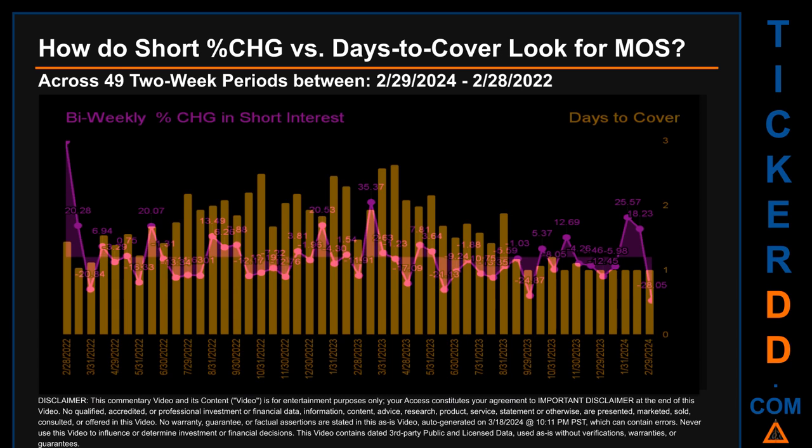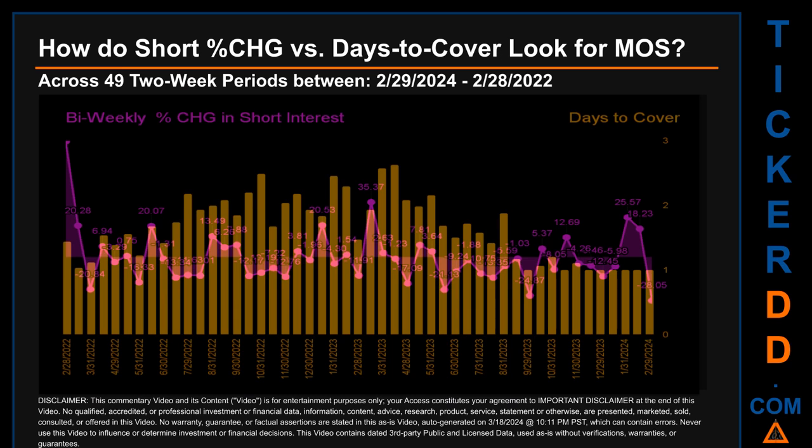Zooming out, I looked across 49 2-week snapshots, from latest found, February 29, 2024 to oldest found, February 28, 2022. In the graph, I overlaid bi-weekly percentage change in short interest against days to cover. Across these 49 2-week snapshots, the average percentage change of short interest was about minus 0.45%. Other interesting data points include: the largest percentage increase in short interest was 74.59%. It occurred once on February 28, 2022 settlement date.